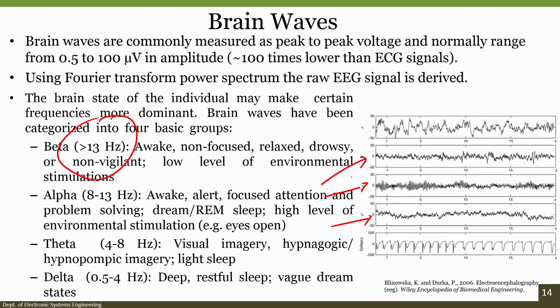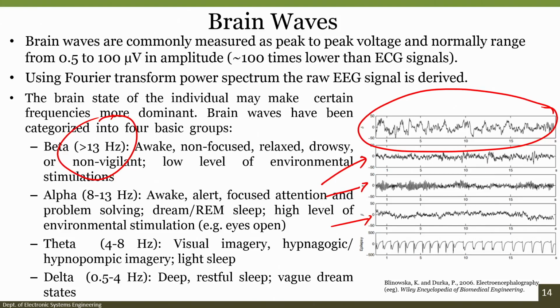Theta is 4 to 8 hertz, and visual imagery. You have a light sleep, or you are in hypnopompic imagery. At that time you will be able to see the theta waves. Finally, the delta, which is between 0.5 and 4 hertz, shows deep restful sleep, wake dream states. This is the delta.